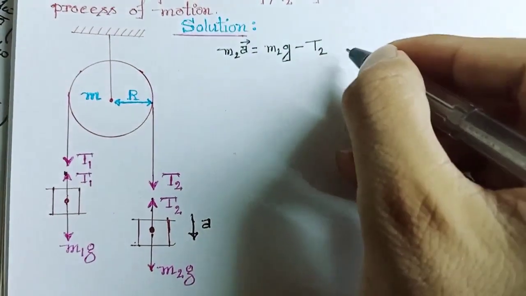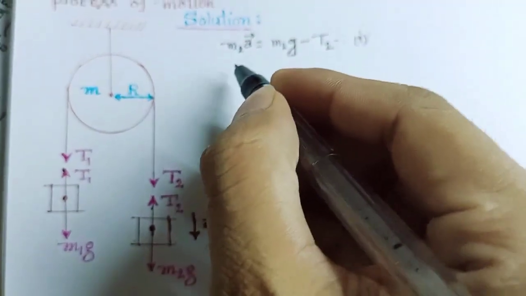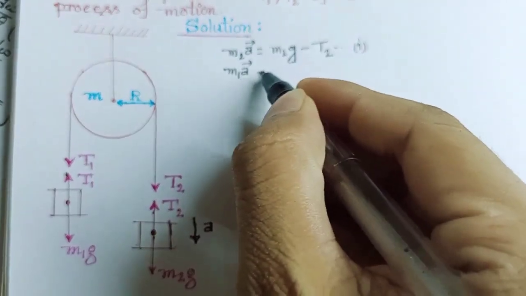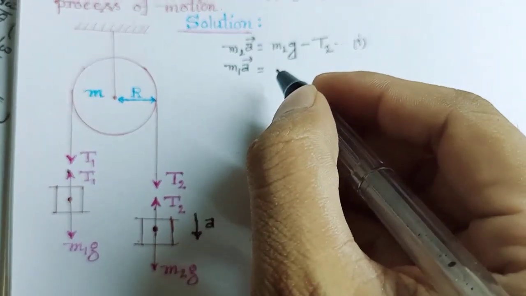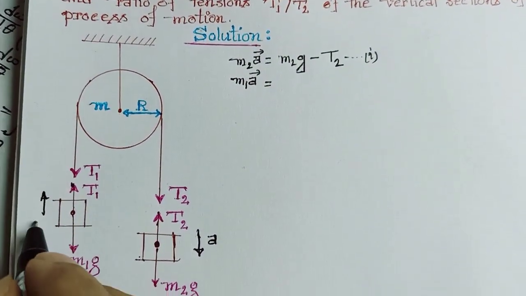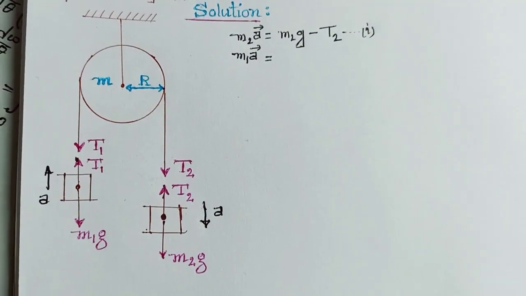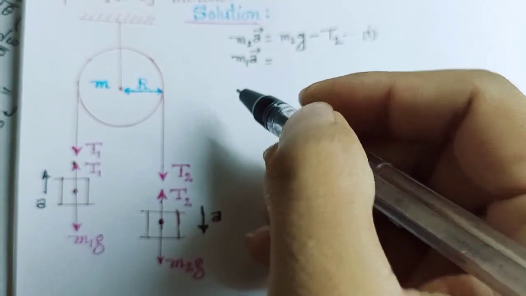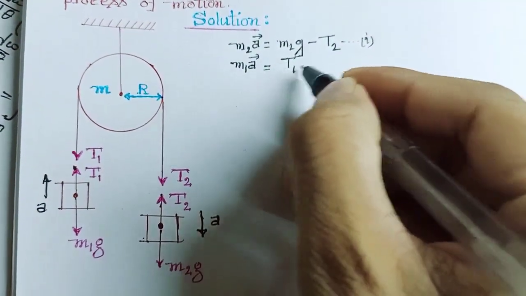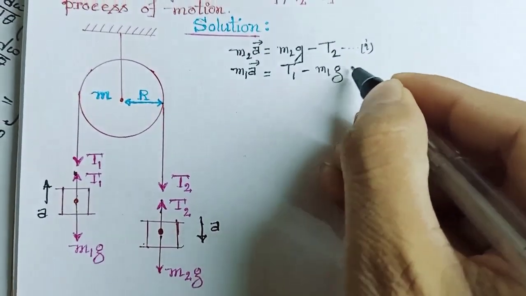Let this be our equation number 1. We can get m1a equal to, this is the direction of the acceleration for mass m1. So from this diagram we can write m1a is equal to T1 minus m1g. So this is our equation number 2.